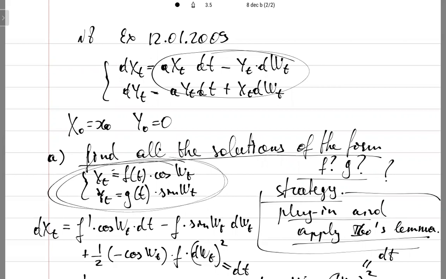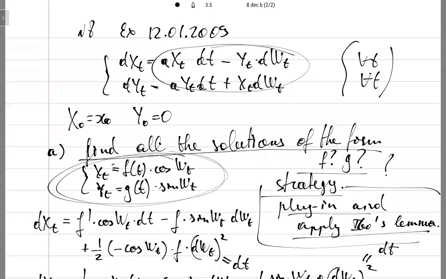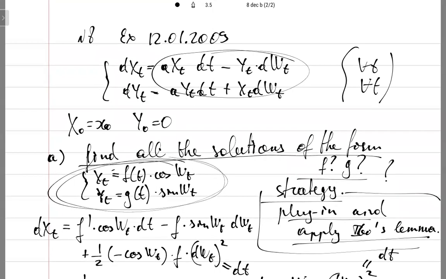So when I write an equation, it means for every t. I don't even add this comment that it's for every t, yeah?